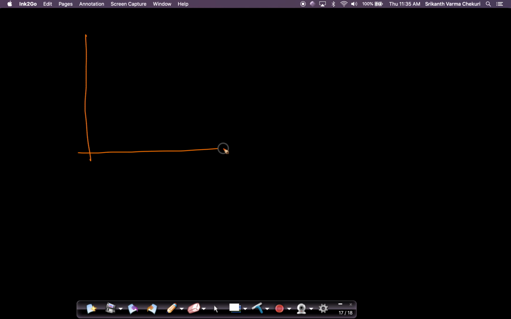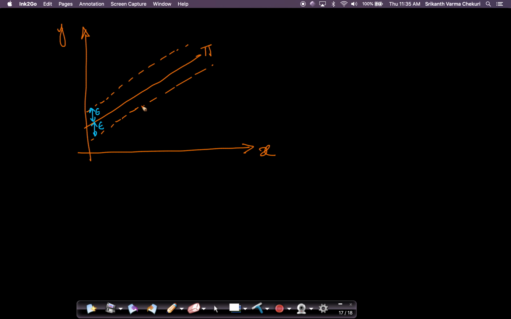Imagine this is my x-axis, this is my y-axis. Just for simplicity, I'm drawing a 2D example. Suppose this is my hyperplane, the true hyperplane. And my epsilon tube looks like this. My epsilon tube is basically a tube of maximum width, so this gap is epsilon, this gap is epsilon, and this gap is epsilon here. This is called the epsilon tube that we discussed when we learnt about support vector regression.